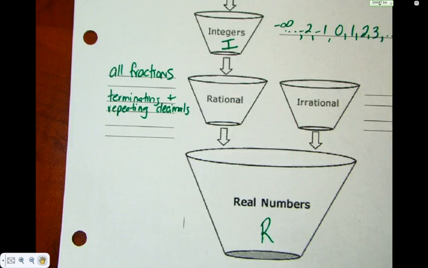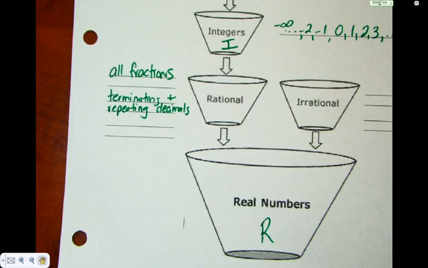So last year we would have just told you perfect square roots. So numbers like root of 16, because root of 16 is equal to 4. And root of 25, because that's equal to 5. But now we're going to add in the perfect cube roots, and the perfect fourth roots, and the perfect fifth roots, et cetera, et cetera.